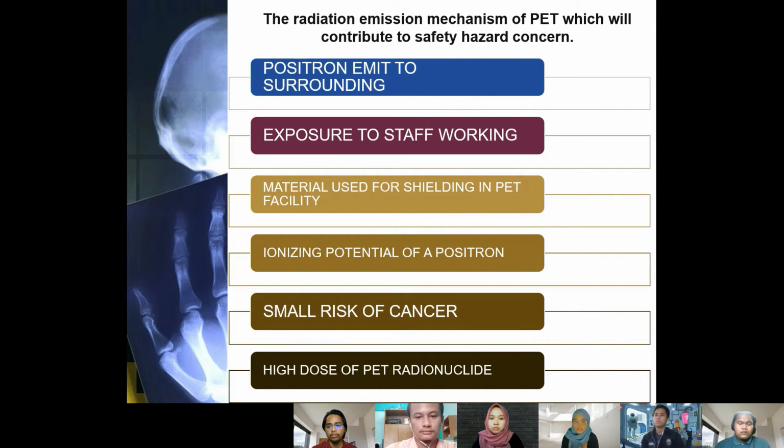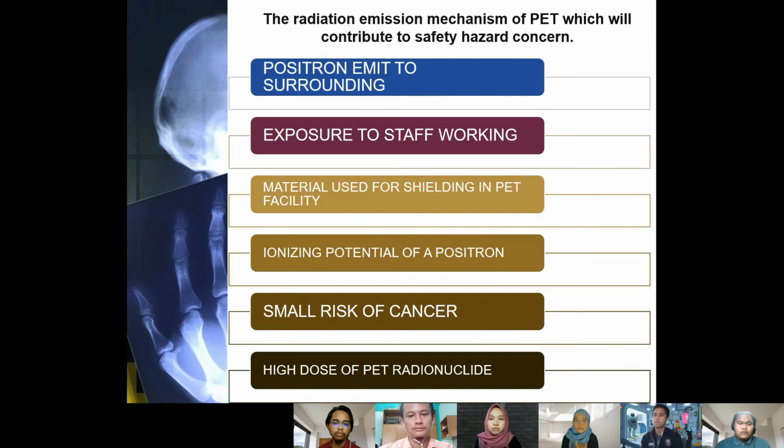Okay, the second point is exposure to staff working. When we want to conduct the PET scans, there must be a doctor or staff who will attend to the patients. Therefore, it will expose the staff working. This is because the positron-emitting radionuclide is a potential hazard, with a risk of developing cancer in the long term from the radiation, and injections may cause bleeding or bruises at the site of intravenous injection.